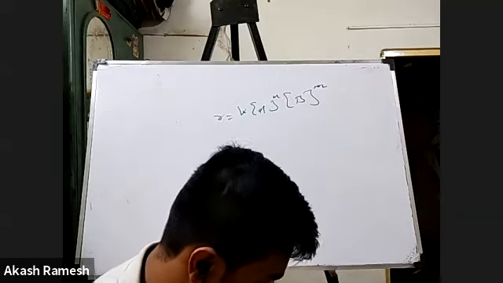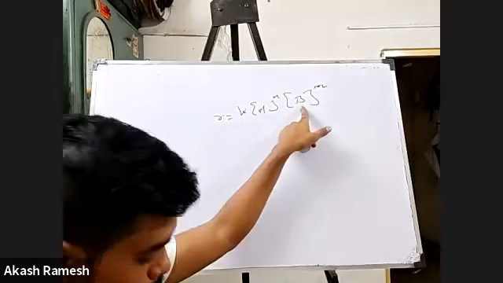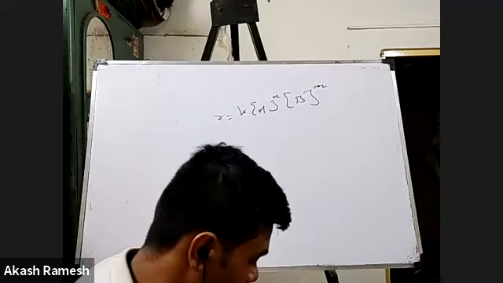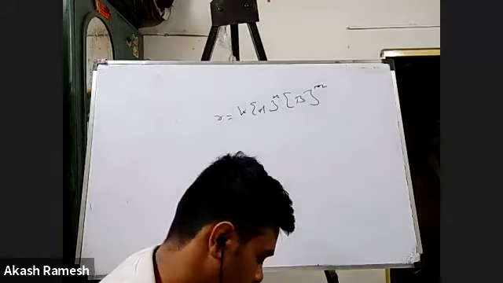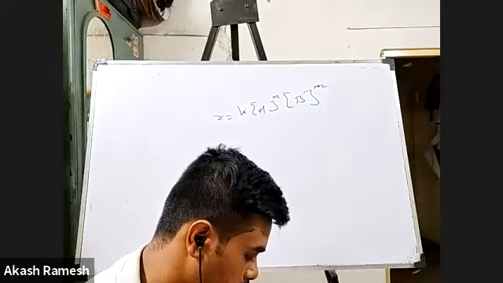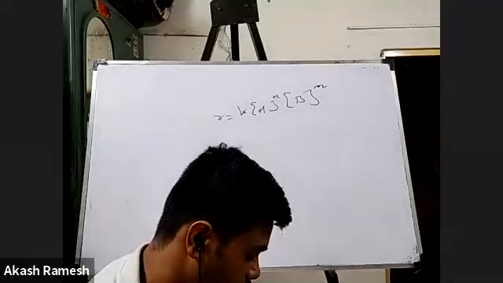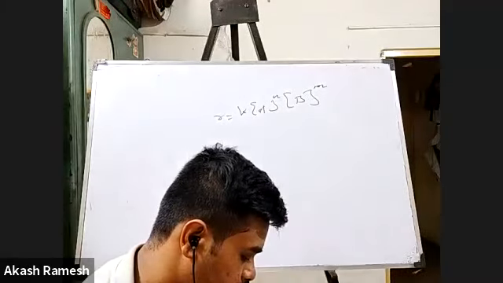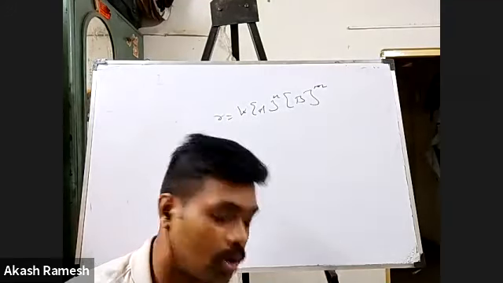Sir, I'm sorry, could you repeat the question? Yeah, sure. The rate law of a reaction is given by R = K A^N B^M. Now, if the concentration of A is doubled and that of B is halved, find the ratio of the new rate and the old rate.